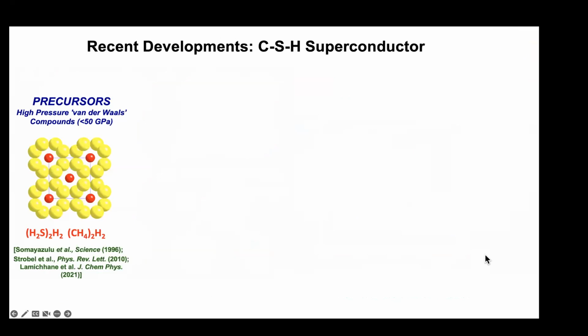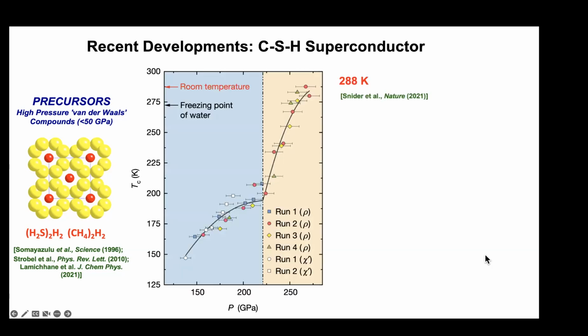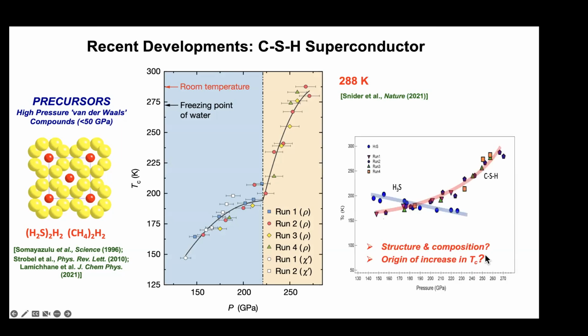So now I want to turn to some recent developments in ternary systems, starting with the CSH superconductor. As I mentioned, the precursors for this phase are these van der Waals compounds. And here's the beautiful TC plot from Ranga Dias's group, showing the TC reaching some 288 Kelvin at 270 GPa. One can also plot these data in a different way without the sudden onset, as a more or less continuous plot.